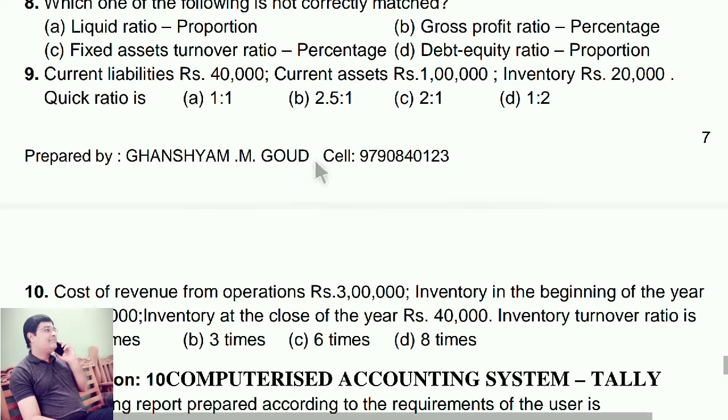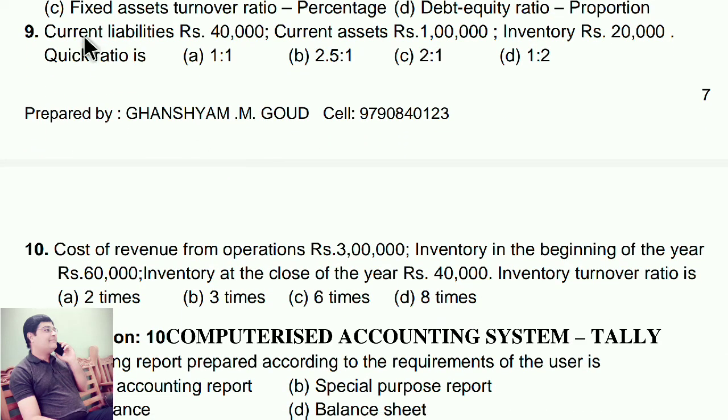9th question. Current liability is 40,000. Current asset is 1 lakh. Inventory is 20,000. You have to find out the quick ratio. The answer is 2:1. But how are you going to find out this 2 is to 1?